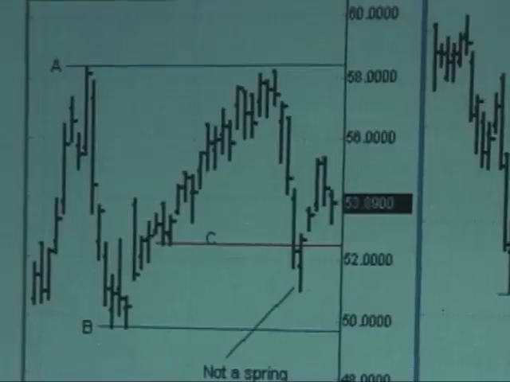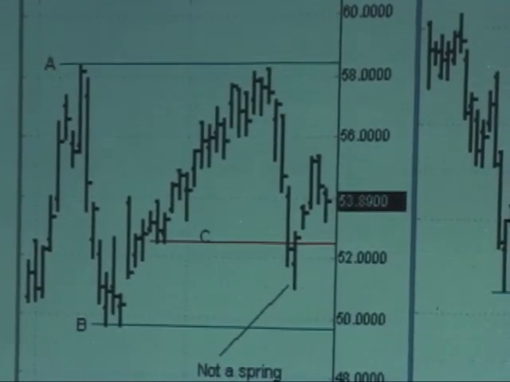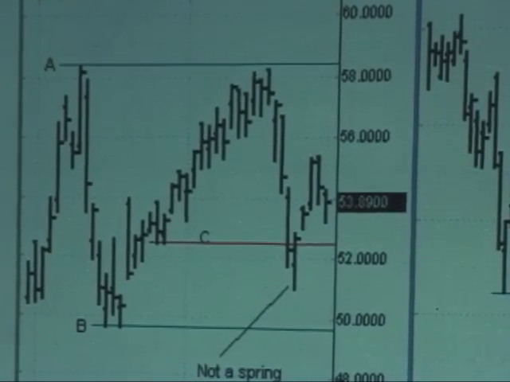I don't know what they're looking at, but I had someone that I tutor who sent me this chart and said, this looks like a great spring. And I said, well, it may be a great trade, I don't know, but it's not a spring.